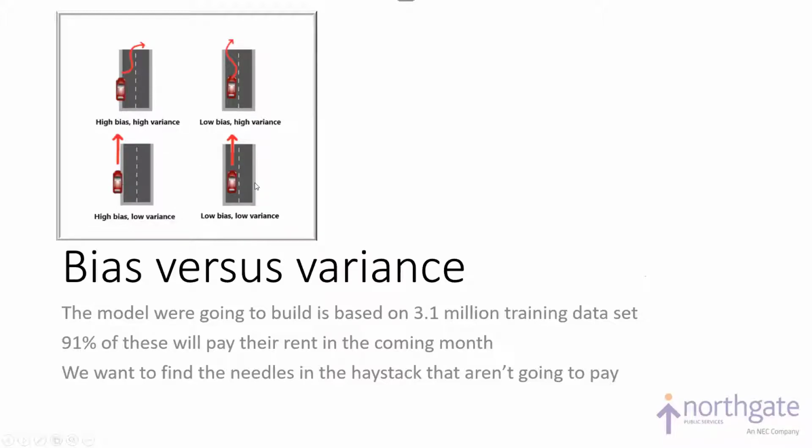And so what we really want, we want low bias and low variance. We want the car to drive straight down the road, and the left-hand side of the road is the correct side to drive on, Charlie. In America, they've got it wrong. Yeah.